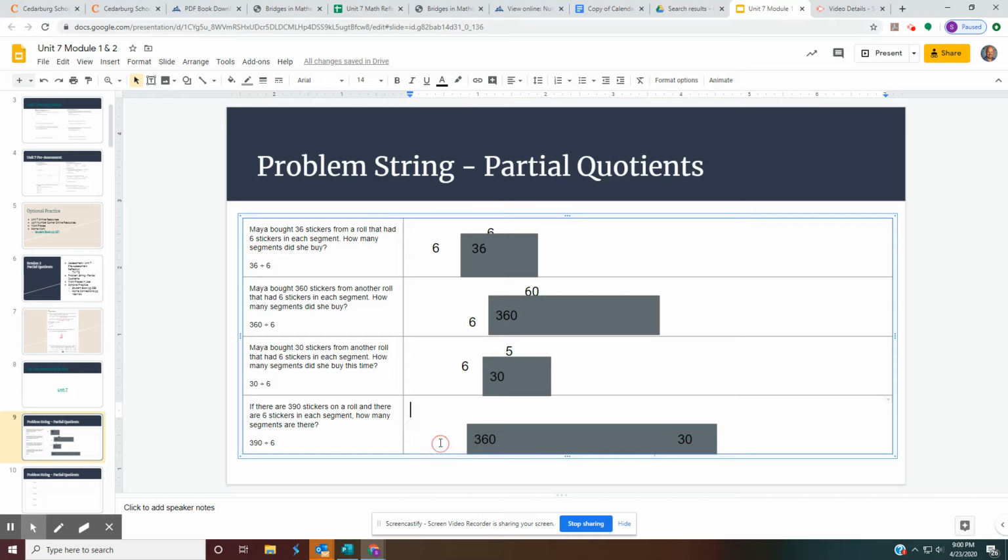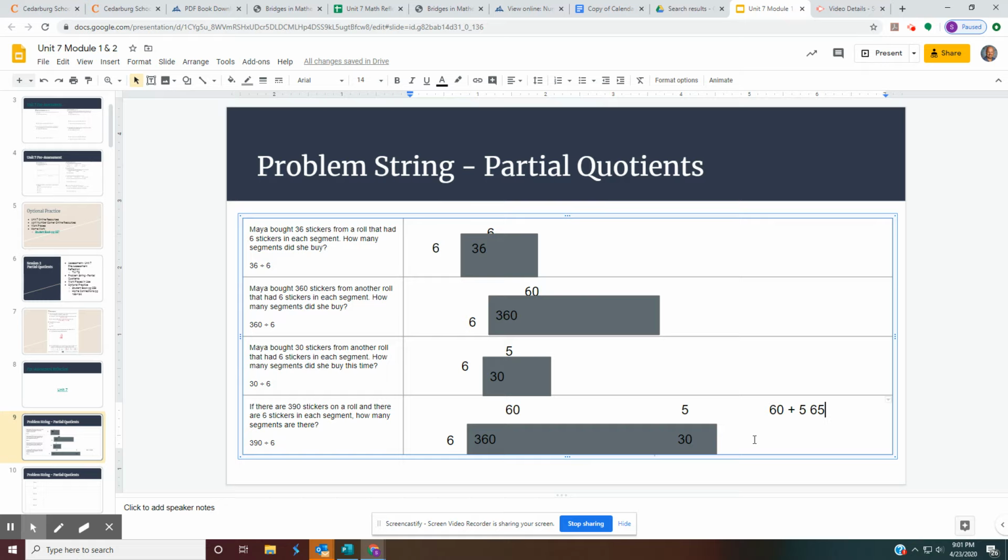So if I'm dividing by 6, if we are dividing by 6, I know that my 360 is 60, and my 30, because I did the work here, is 5. So all I would have to do is add 60 plus 5, and that equals 65. Pretty easy, pretty simple.